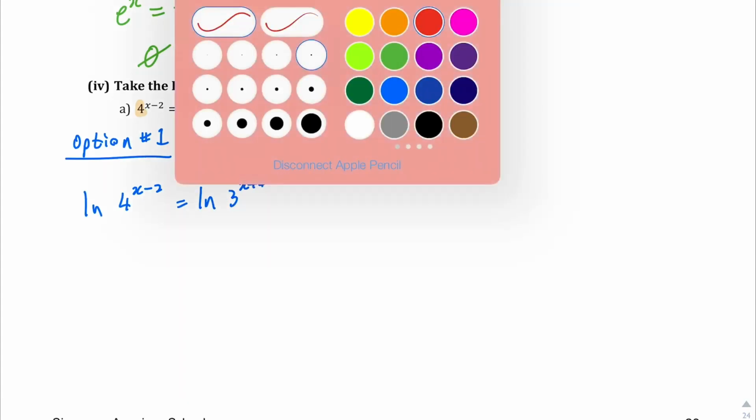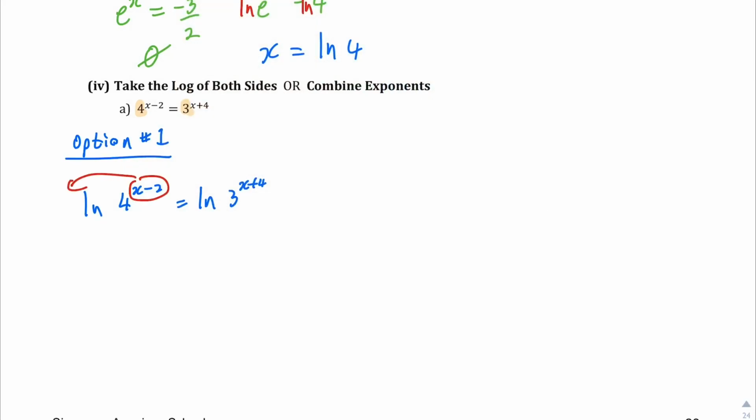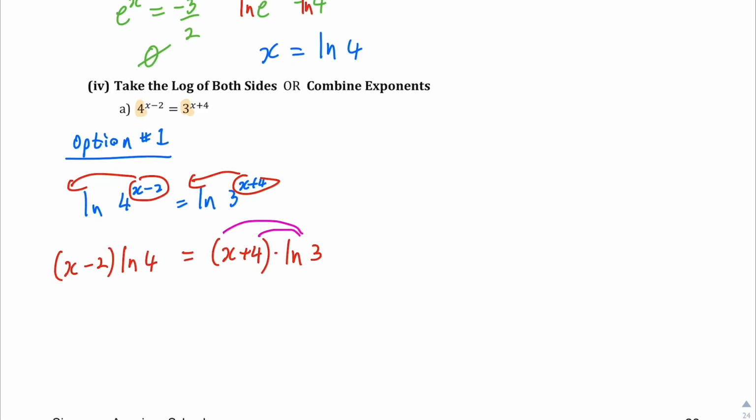All right, and the next step is going to be to use the power property. And so x minus 2 multiplied by ln of 4 is equal to x plus 4 multiplied by ln of 3. It's really important that you use those parentheses, because you have to understand that ln of 3 is just a number, an irrational number, but just a number. And so when you remove that x minus 2 and the x plus 4 from the exponent, they're actually having the number ln 3 and ln 4 distributed to them.